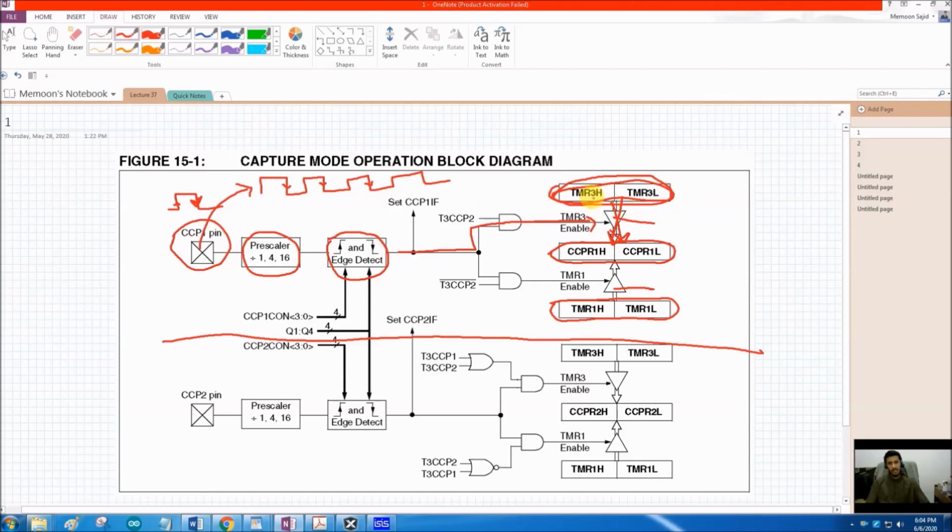So what I can do is configure the timer in 16-bit mode, and set the clock source, internal clock or external clock, and I know how much time one increment of this timer will take, and then I will start the timer. Once I start the timer, I will enable this module in capture mode. And then this unknown frequency waveform is coming at this input pin.